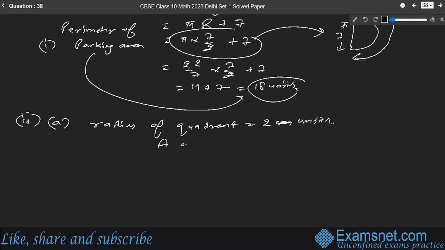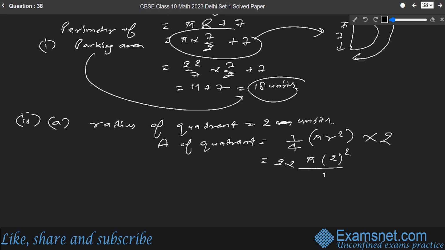So the area of a quadrant will be how much? A quadrant is 1/4 of the area of the circle, that is 1/4 of pi r square. But there are two such quadrants, so we multiply by 2. So it becomes 2 into pi into r square by 4, where the radius value is 2. This ultimately gives you 2 pi square units. So this is the area of the quadrants, 2 pi square units.